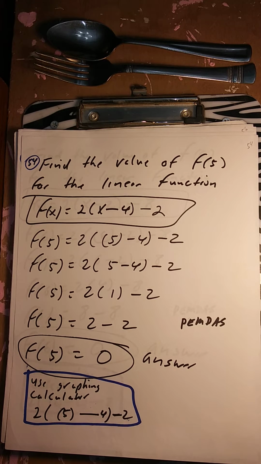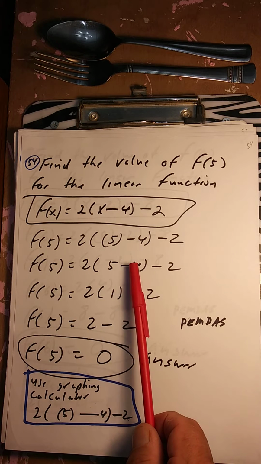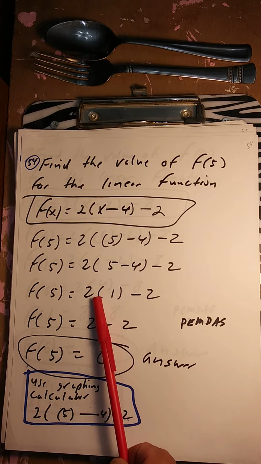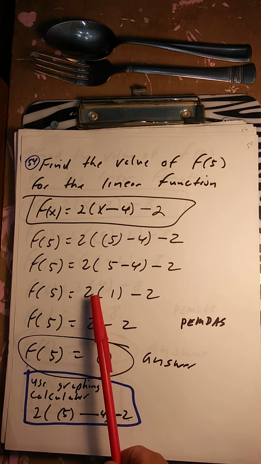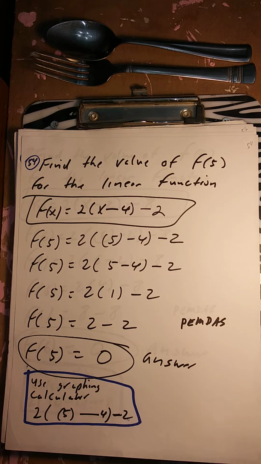Find the value of f of 5 for the linear function. So put a 5 in there. Take parentheses off. So 5 minus 4 is 1. Multiplication, subtraction, we do the multiplication first. Order of operations. 2 times 1 is 2. 2 minus 2 is 0.